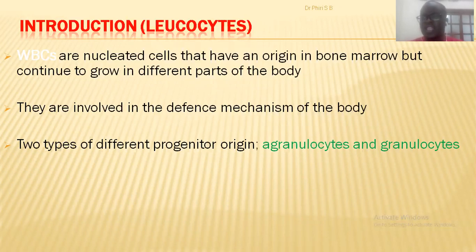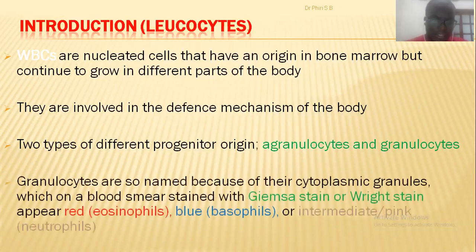Remember, after the hematopoietic stem cell divides into a multipotential progenitor cell, that multipotential progenitor cell can divide into a common myeloid cell or a common lymphoid cell. The common myeloid cell is the one that will give rise to most of these granulocytes, and the common lymphoid cell is the one that will give rise to agranulocytes, in particular the lymphocytes, because the monocytes also come from the common myeloid progenitor cell, or stem cell, if you want.